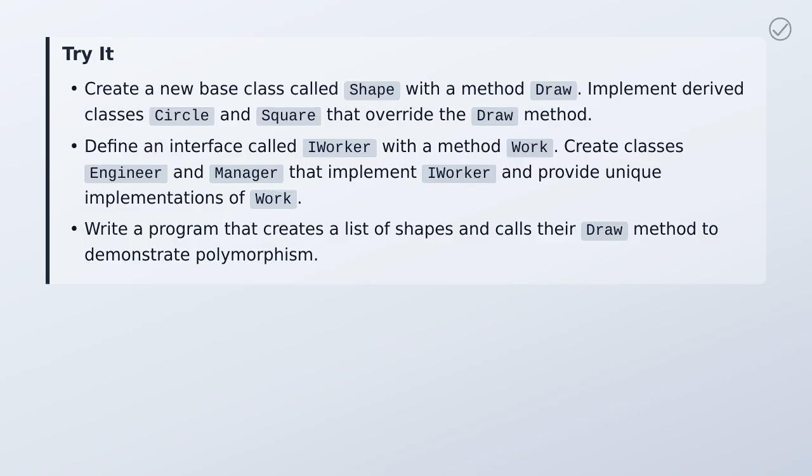Alright, your turn. Give this a try. First, create a new base class called Shape with a method Draw. Implement derived classes Circle and Square that override the Draw method. Also, define an interface called IWorker with a method Work. Create classes Engineer and Manager that implement IWorker and provide unique implementations of Work. Finally, write a program that creates a list of shapes and calls their Draw method to demonstrate polymorphism.